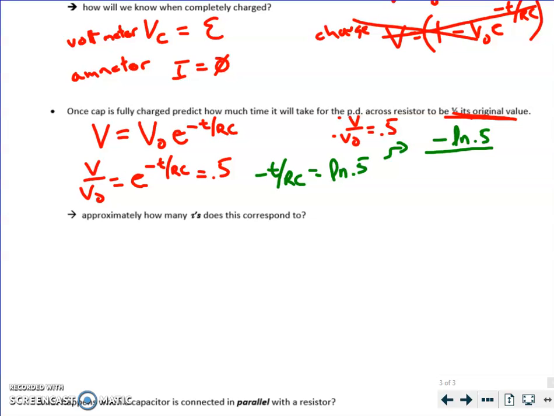Let me see if I'm doing this right. Not divided by RC, but multiplied by RC. So let me rewrite that. So that's going to be negative natural log of 0.5 times RC.